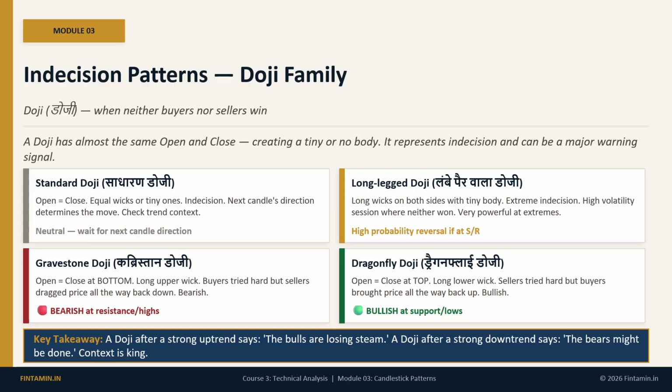Dragonfly doji. Open and close at the top with a long lower wick. Sellers tried to push down all session. Buyers brought it all the way back up. Bullish at lows.